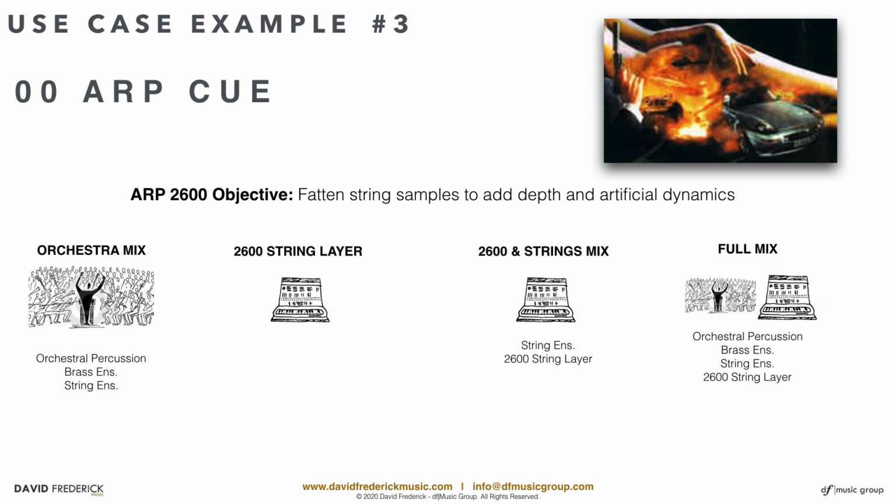So in this case, I kind of did a little bit of a James Bond 00 ARP vibe. And really my objective here is to kind of fatten the string samples up, to give me a little bit of depth, to make those strings a little bit wider and breathe a little bit more, and then ultimately create some subtle artificial dynamics, because I did not program or play any dynamics into the string samples. So let's go ahead and take a listen to just the orchestra and see kind of what we're dealing with here.